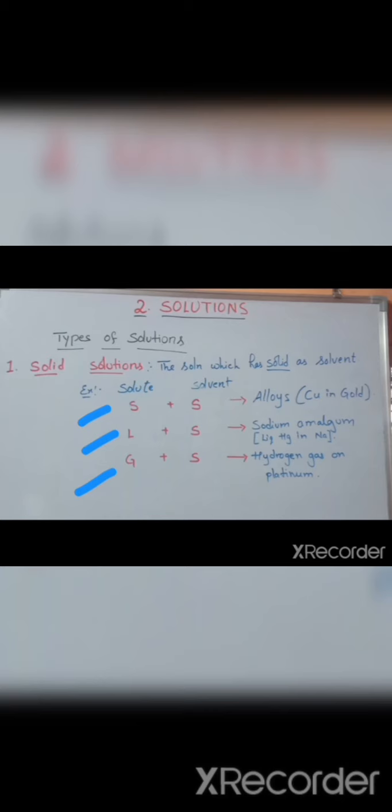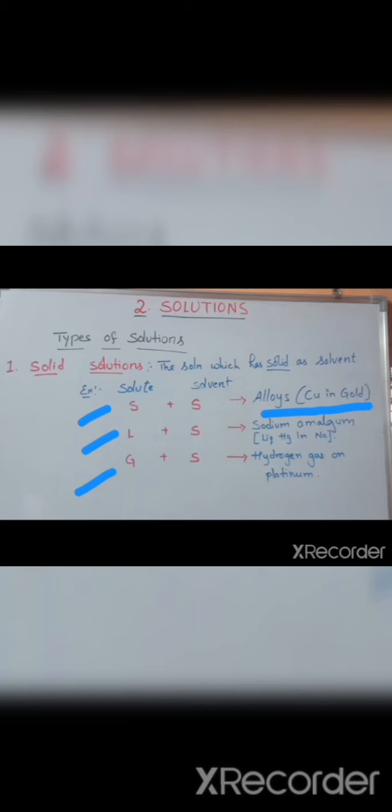Example, solid plus solid are alloys. Alloys are nothing but a mixture of two or more metals in a particular ratio. They are called alloys. Example is copper in gold. Copper in gold is an example for solid plus solid solutions.